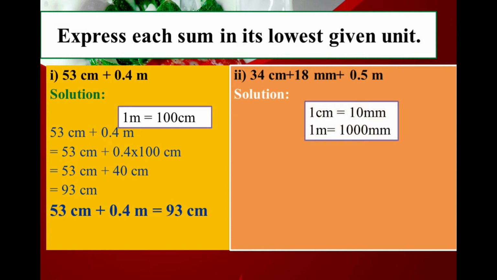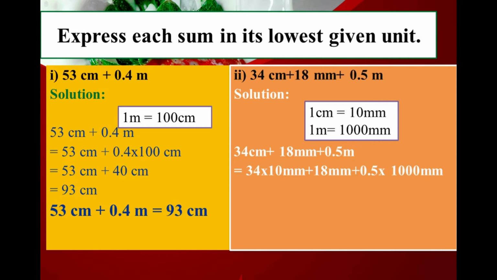The solution for the sum: 34 centimeter plus 18 millimeter plus 0.5 meter. For centimeter, you have to multiply by 10 to convert it to millimeter. In the place of meter, you have to multiply by 1000 to convert it into millimeter. On doing so, we get 34 into 10 millimeter plus 18 millimeter plus 0.5 into 1000 millimeter.